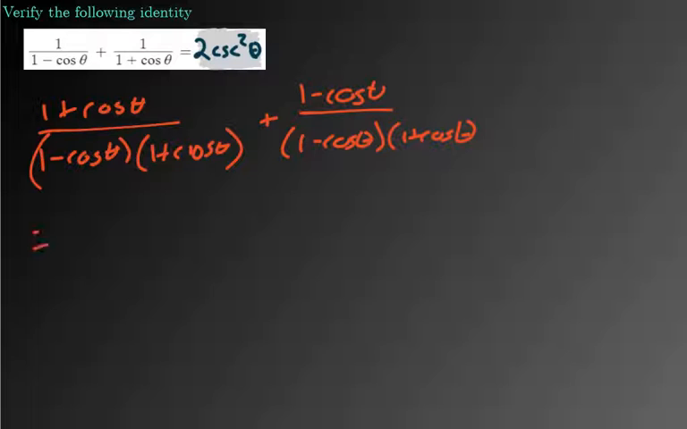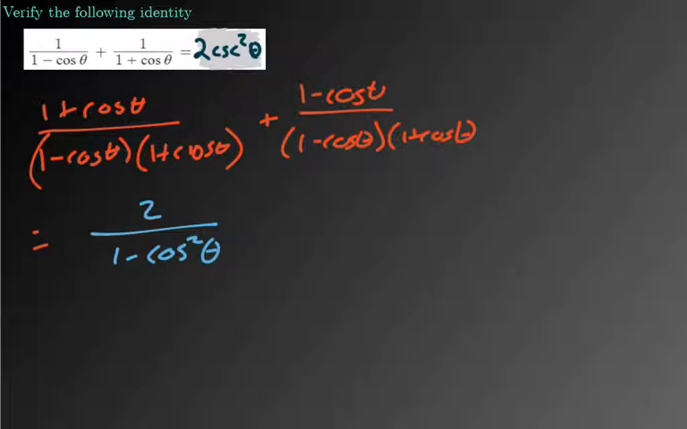And then you can combine them, right? On the top, you'll have 1 plus 1 is 2, cosine minus a cosine is 0, and so we'll literally just have a 2 on top. And then we multiply out the denominator, which is the common denominator. It's a difference of squares, really, so you'll get 1 minus cos squared theta.